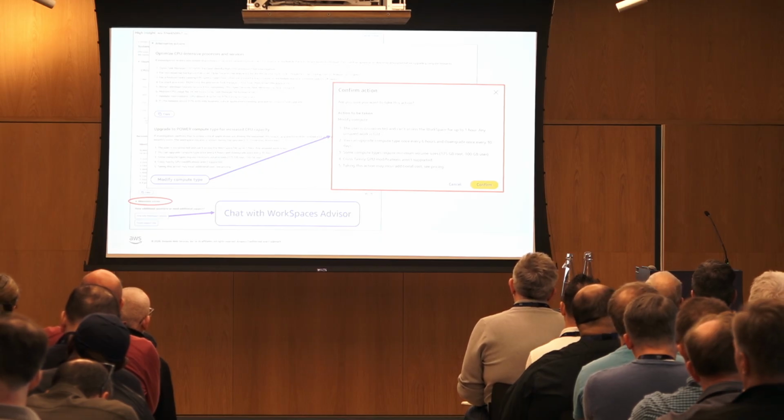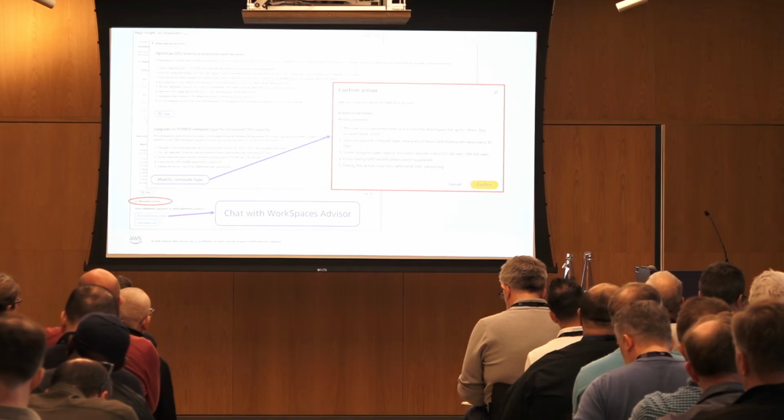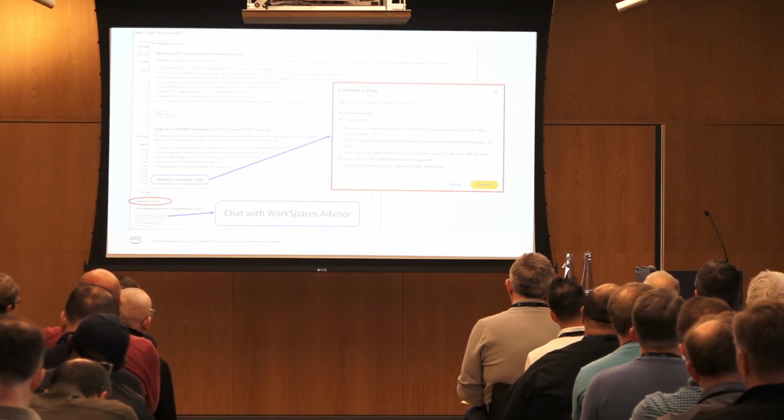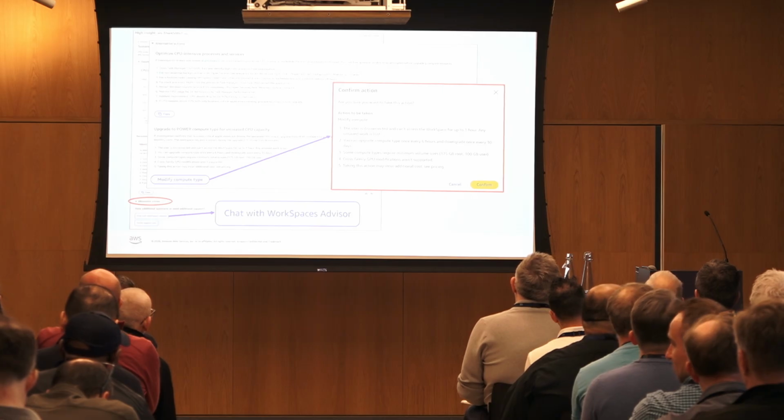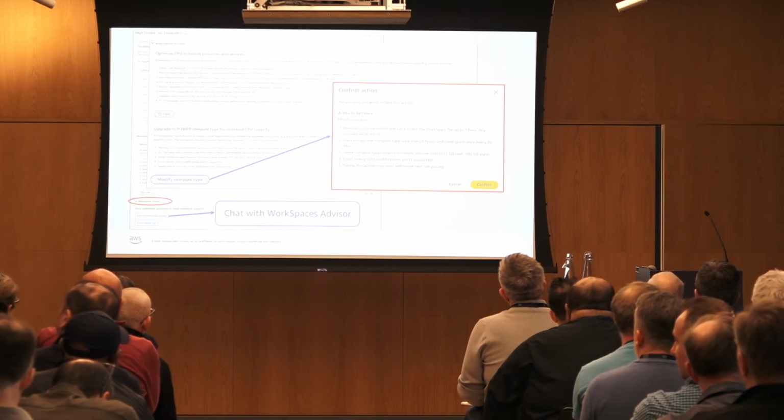Like the Citrix service that we saw earlier, there's also the ability to chat with the Workspaces Advisor. So if you want more contextual information about what's happening with your workspace, once you've actually connected to that workspace and you're looking at the problems on that workspace, you can just do natural language chatting with that MCP server to find out a little bit more information about what's going on.